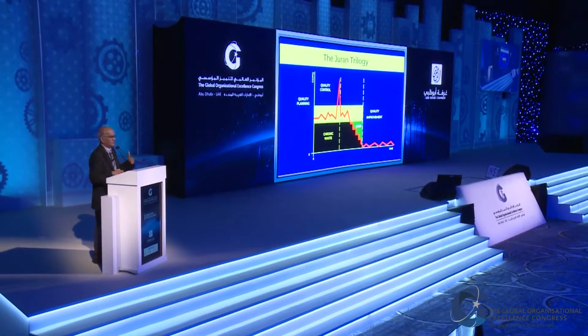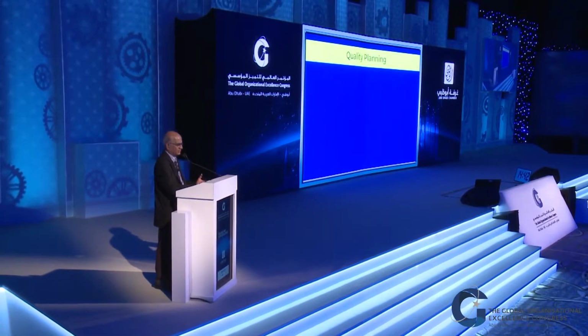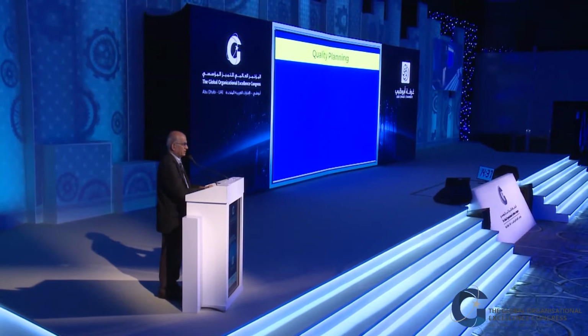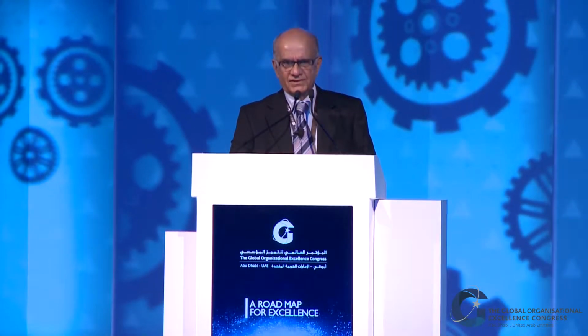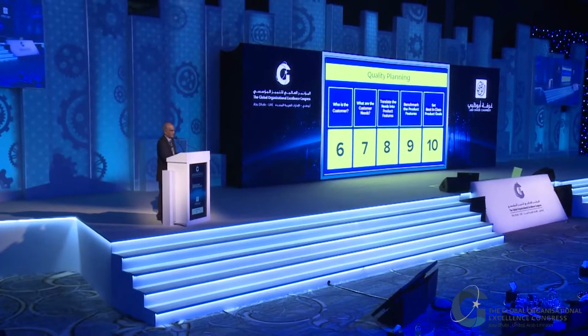So the three processes that you need to do, managerial process, to manage a process within an organization is quality planning, quality control, quality improvement. I'd like to expand on quality planning. There are 10 steps in that. The first is, who is the customer? The second is, what are the customer needs? Can you translate the needs into product features? You benchmark the product features. And you set best-in-class product goals, feature by feature.